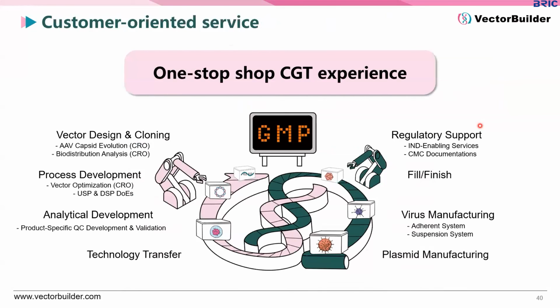Last but not least, this is our vision for cell and gene therapy. We want to provide a one-stop shop experience, starting from the very beginning with vector design and cloning, also helping our customers do capsid evolution to make a better vector, and then proceeding to the next step, process development, into large-scale GMP-grade manufacturing. For GMP manufacturing, we can do the whole set, for example, process development, analytical development, manufacturing of the plasmid and virus in different systems, aseptic fill finish, and also regulatory support, for example, IND-enabling services, document drafting, and also providing the final CTD documents for the IND application.